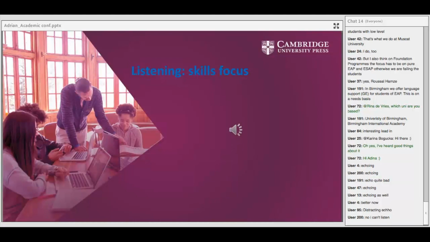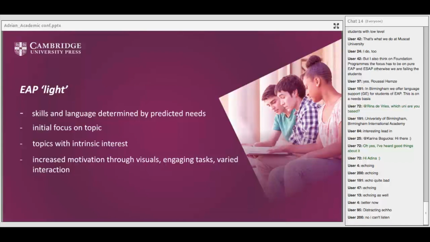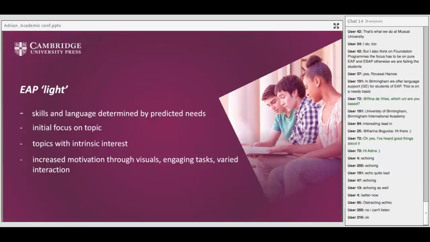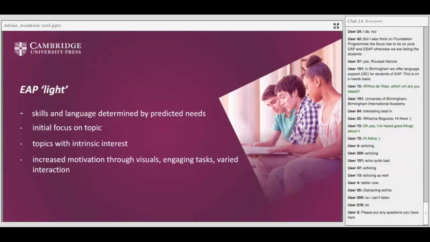Okay, so these are just a couple of examples of possible directions for so-called EAP-light material. Just to summarise then, before we finish, what we're talking about is a kind of crossover between general English and EAP, where the skills and the language are determined by predicted needs of the learner, which can be quite precisely defined, and of course can include also study skills and also critical thinking skills.